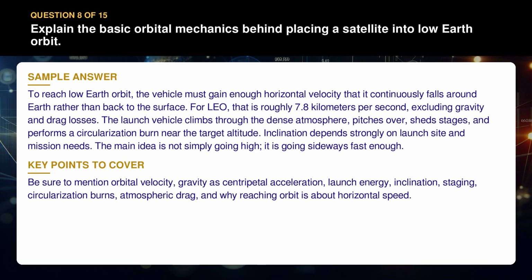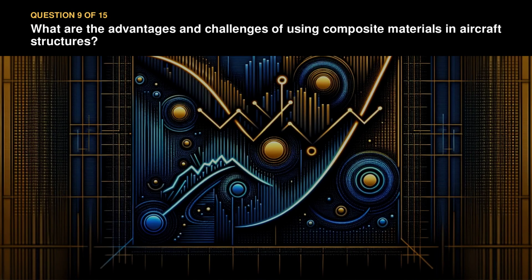Be sure to mention orbital velocity, gravity as centripetal acceleration, launch energy, inclination, staging, circularization burns, atmospheric drag, and why reaching orbit is about horizontal speed. Question 9. What are the advantages and challenges of using composite materials in aircraft structures?